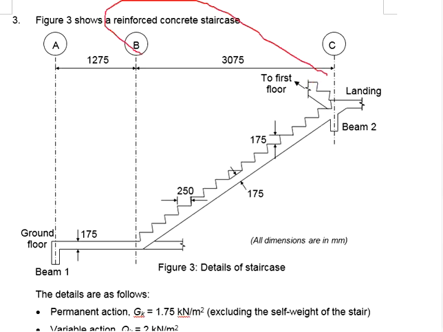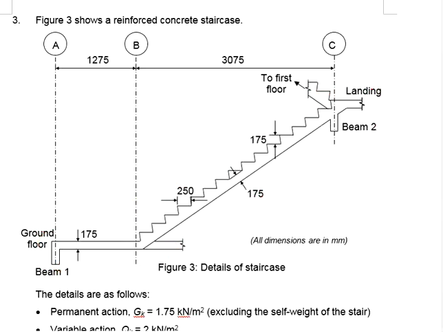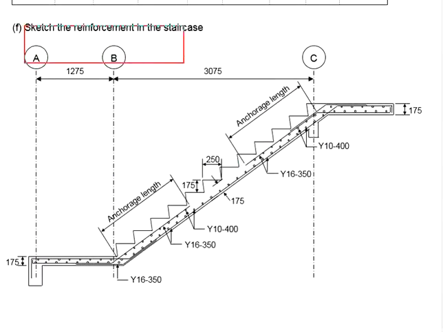The other half will be the replication of the detailings for this. For that, we just show the detailings for this part of the staircase, following the grid lines and the dimensions, the locations of the beams, the thickness of the staircase, the going, and also the risers. Next, we need to get the main reinforcement.